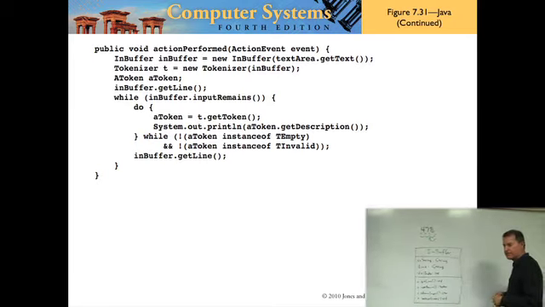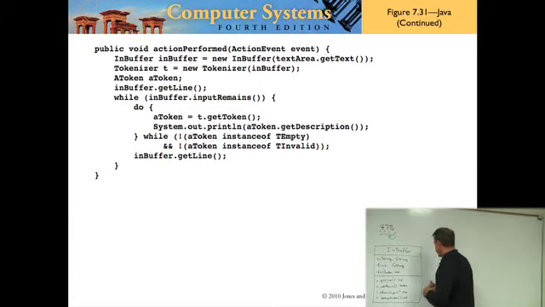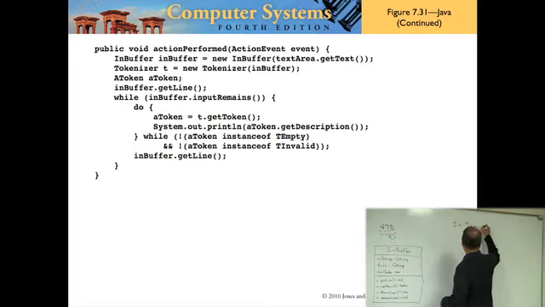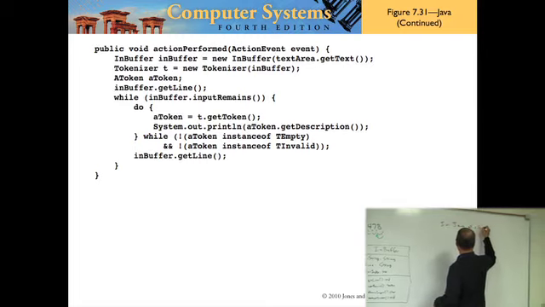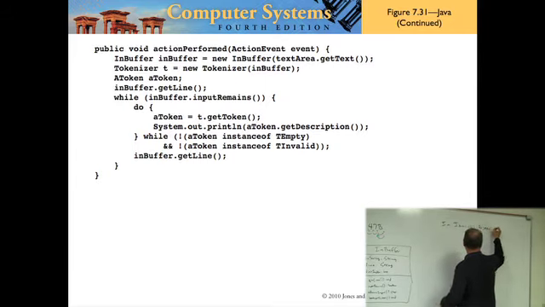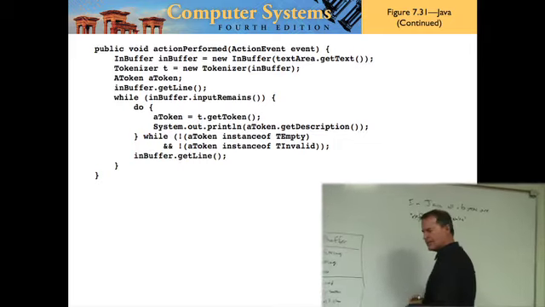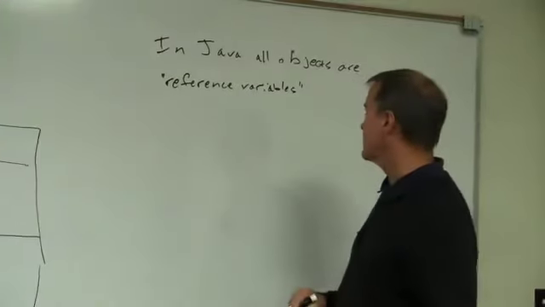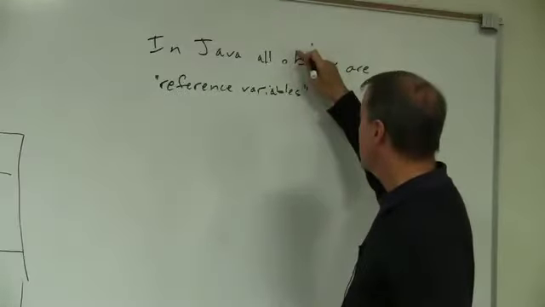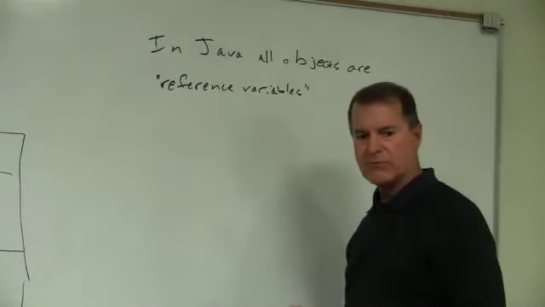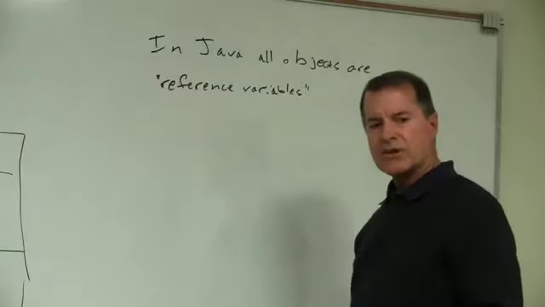here we need a Java concept. In Java, all objects are, quote, reference variables. Sometimes I forget whether we've talked about this before. I don't think so. Reference variables? Okay, so here's the concept.